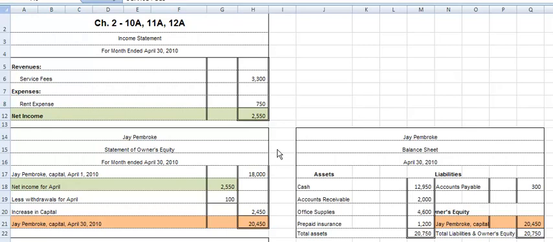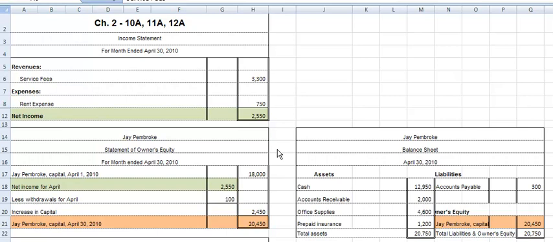Okay, then we are looking at Chapter 2, and we're going to combine problems 10A, 11A, and 12A together because what we're doing is we're going to be preparing the statements for J. Pembroke. So 10A just asks us, based on 9A, what we did previously, to prepare these income statements. So we're going to be taking the information from 9A.